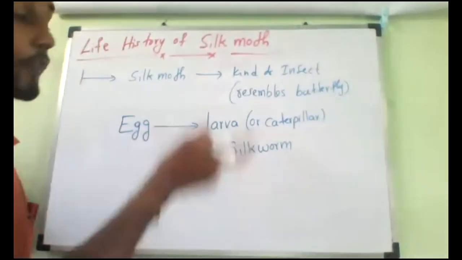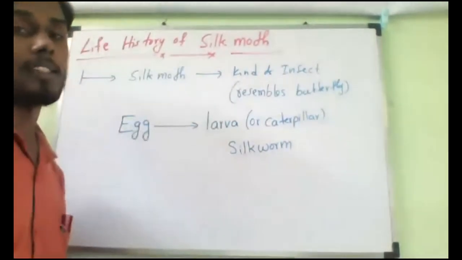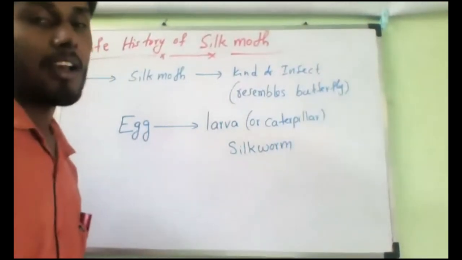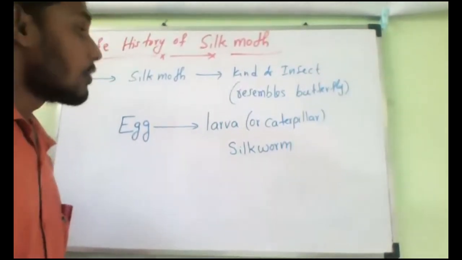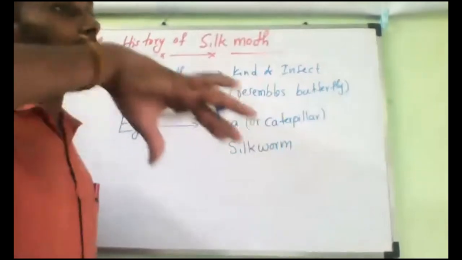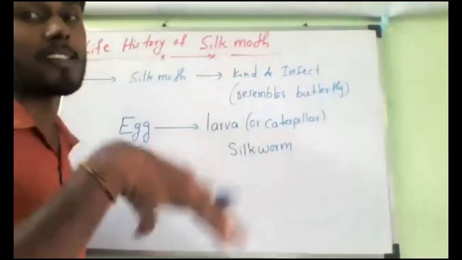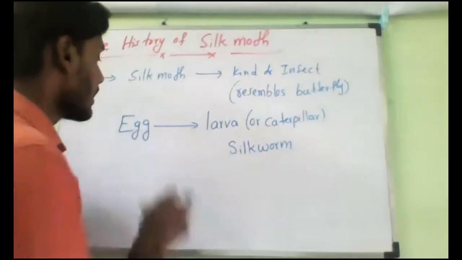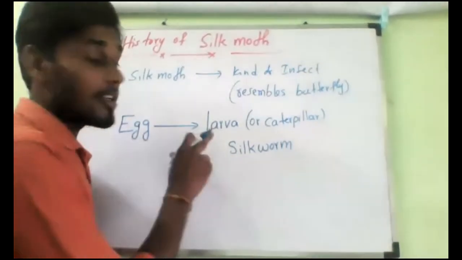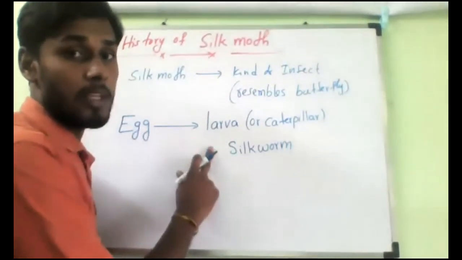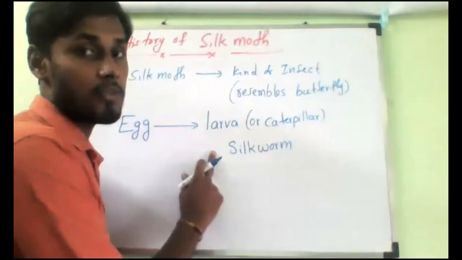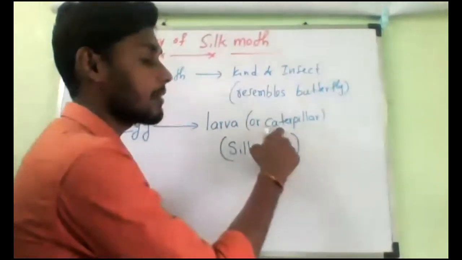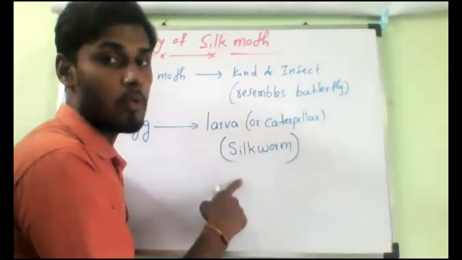The one laying the eggs is called the silk moth, the adult stage after development. So the egg forms the larva, which we can call a silkworm. The larva is known as a caterpillar, or we can call it a silkworm.